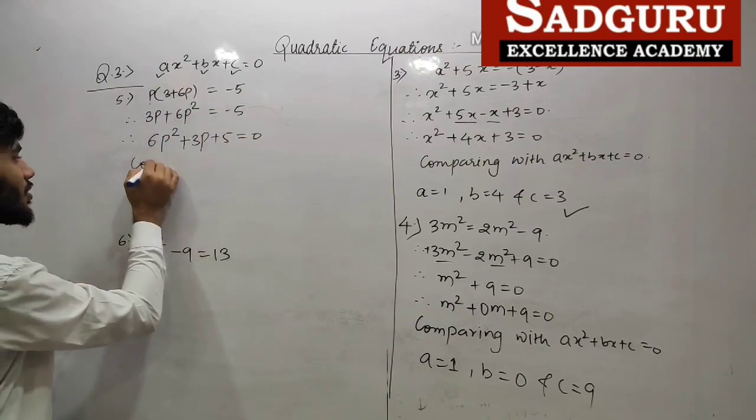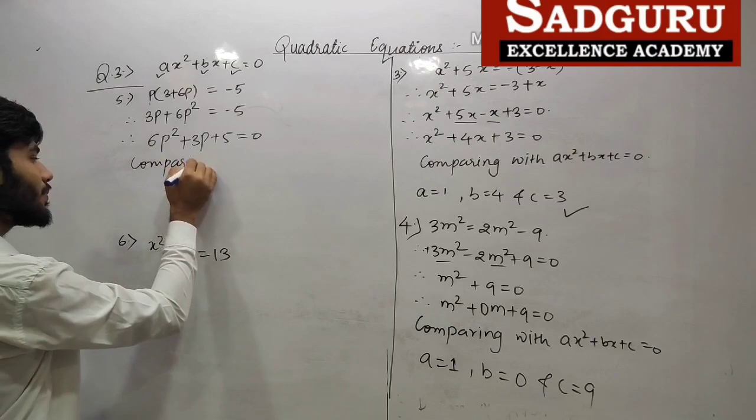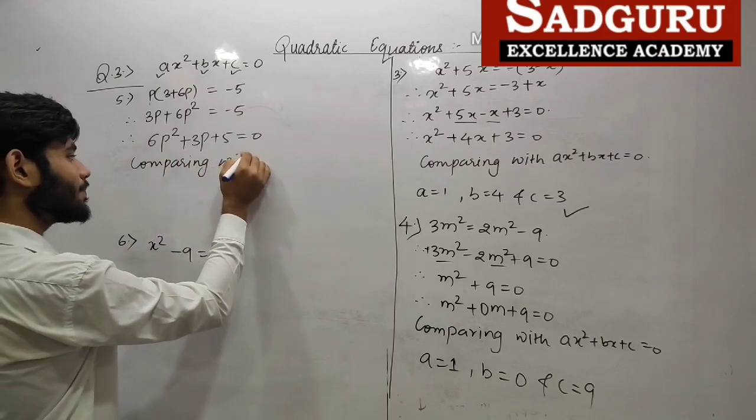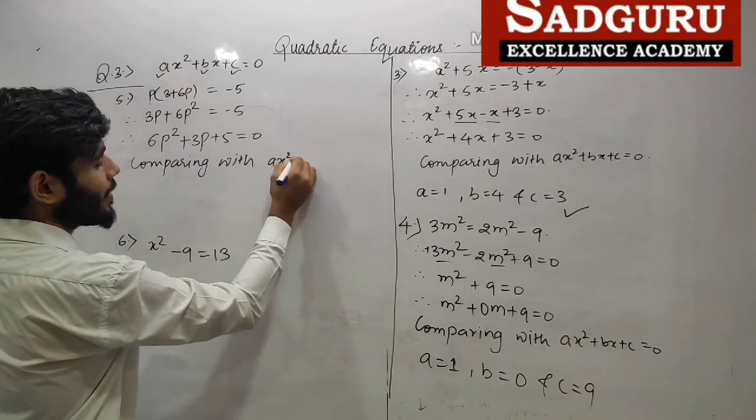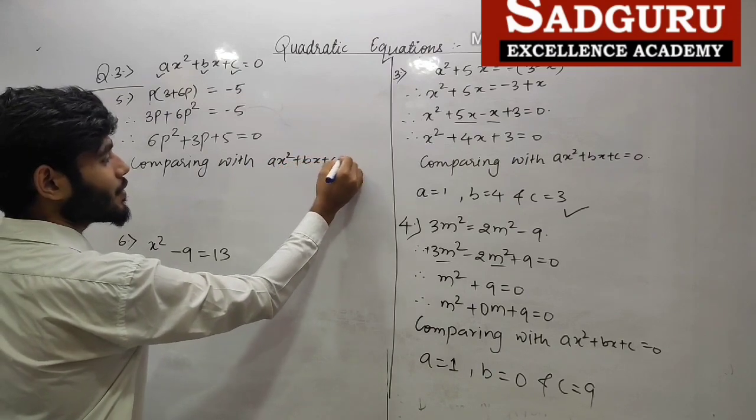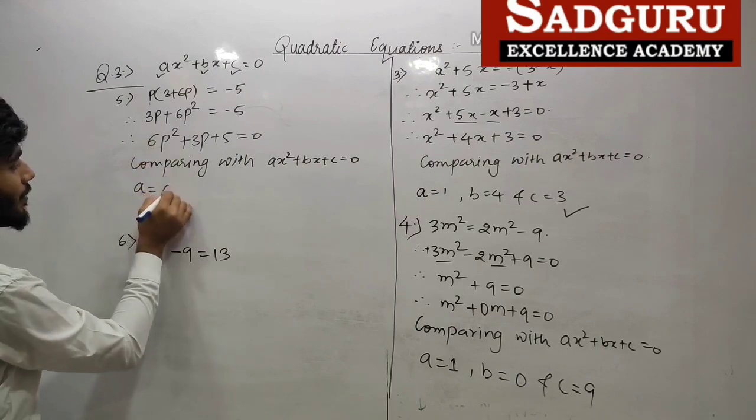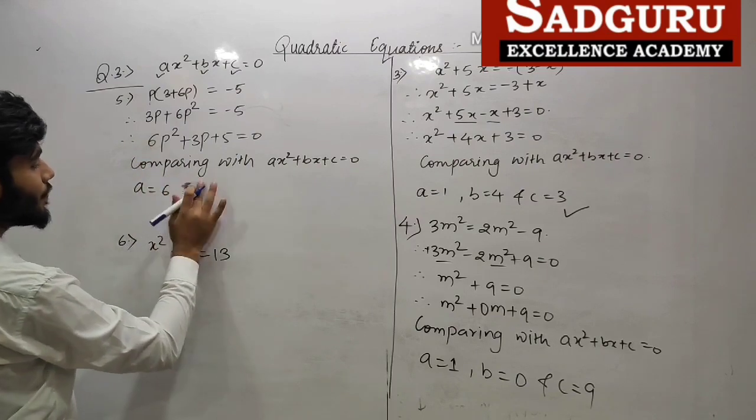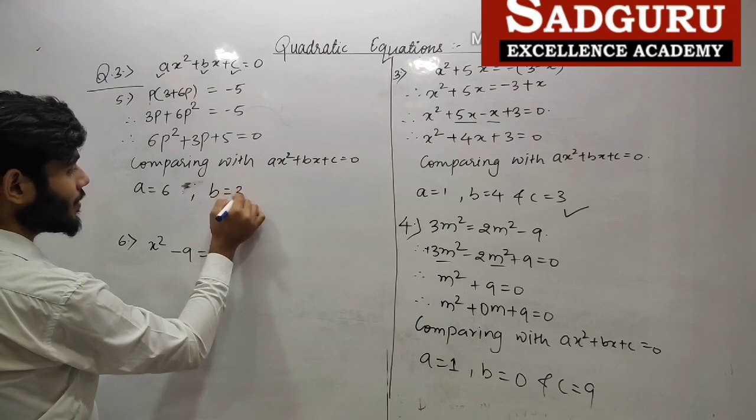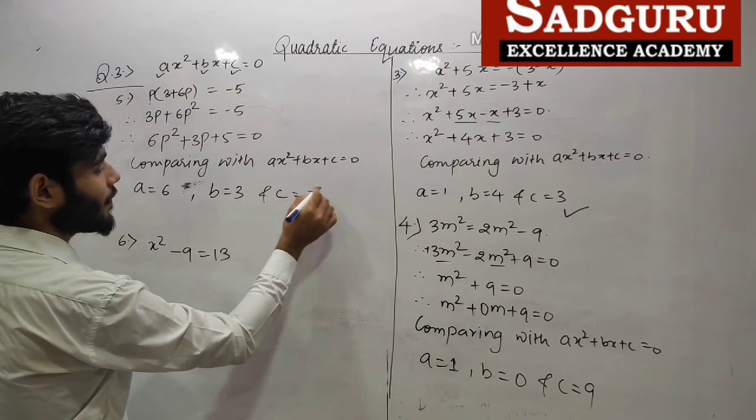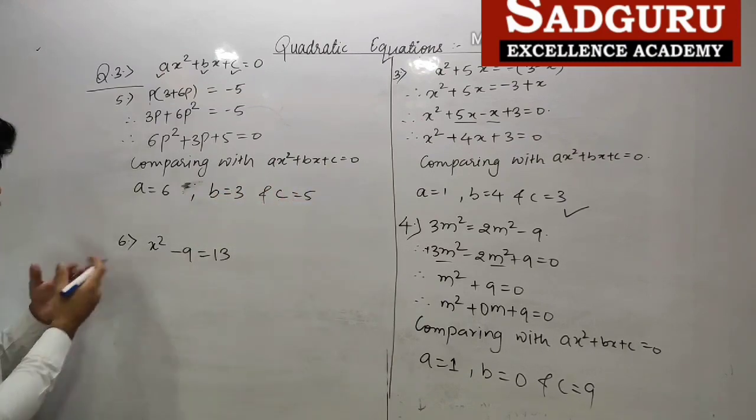So comparing with general form, ax square plus bx plus c equal to 0, we get a equals to 6 over here, b equals to 3 and c equals to 5. Alright, moving to question number 6.